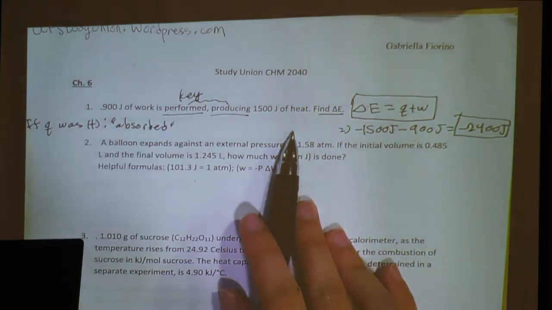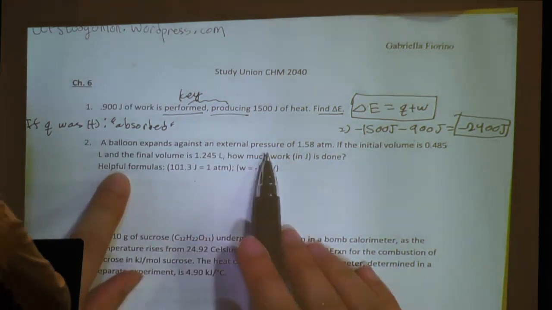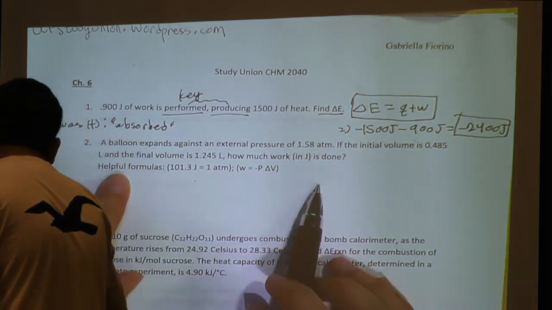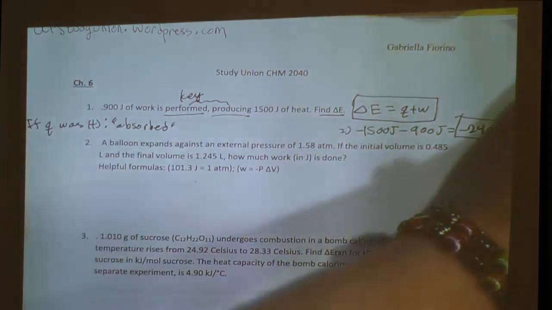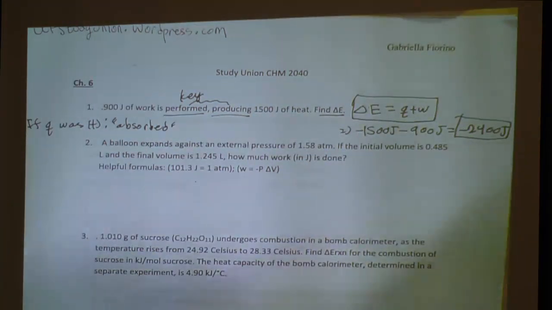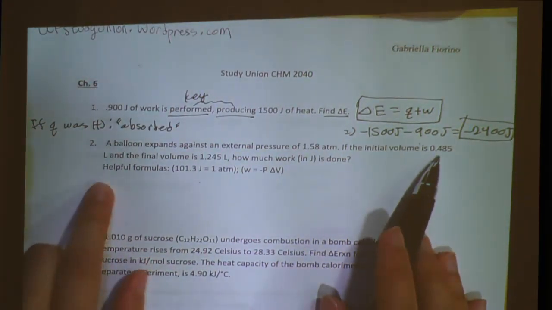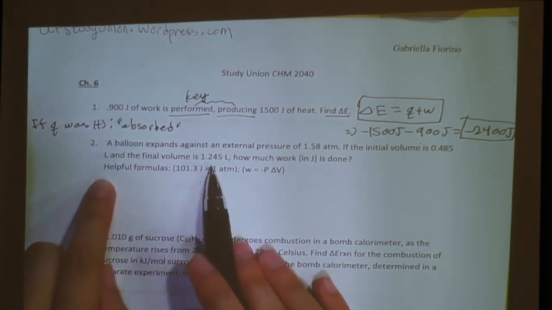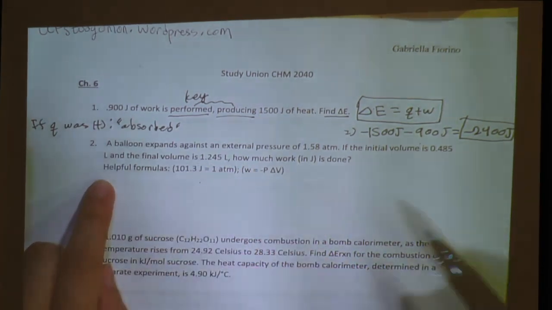No? Perfect. So question number 2, a balloon expands against an external pressure of 1.5 atmospheres. If the initial volume is, oops, sorry, I'll pull this out. There you go. If the initial volume is 0.485 liters and the final volume is 1.245 liters, how much work in joules is done?